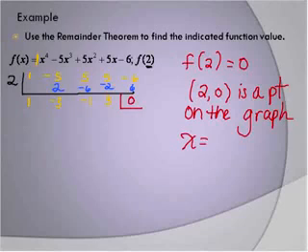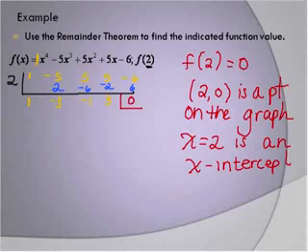So x equal to 2 is an x-intercept, or a solution. So you get a remainder of 0. That means that you found an x-intercept. That also means that you have a factor, which we'll talk about in the next lesson. And it also means that you have a solution to the polynomial. So this polynomial on the coordinate plane is going through (2, 0), and (2, 0) is an x-intercept.